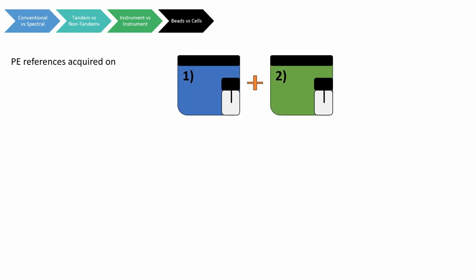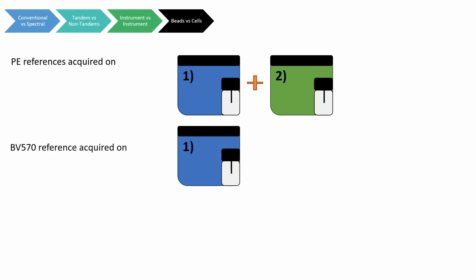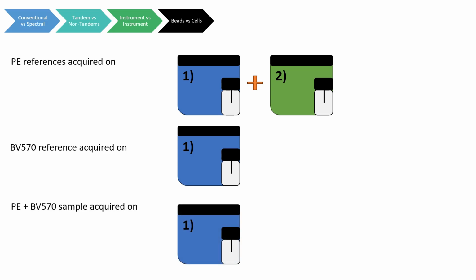Let's have a look at an example. In this experiment, I have acquired PE references on cytometer 1 and 2. I have acquired BV570 reference on cytometer 1. And then I have used these to unmix a sample containing BV570 and PE that was acquired on cytometer 1.